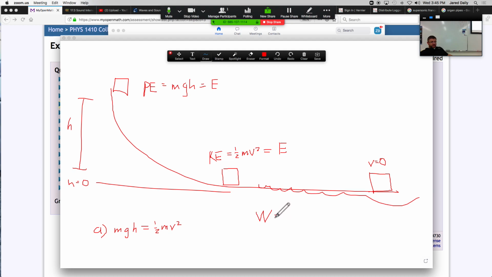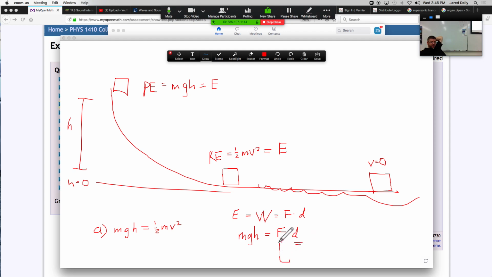So work is equal to force times distance, right? And the work that is done has to take all of this energy out. So it's also going to be equal to our total energy. So the energy that we calculated at the very beginning is now going to be equal to the force times the distance. So the mgh is going to equal the frictional force times the distance.